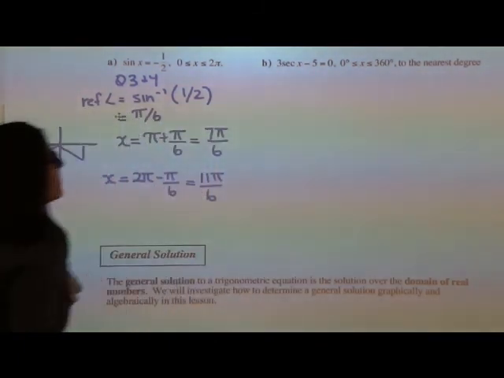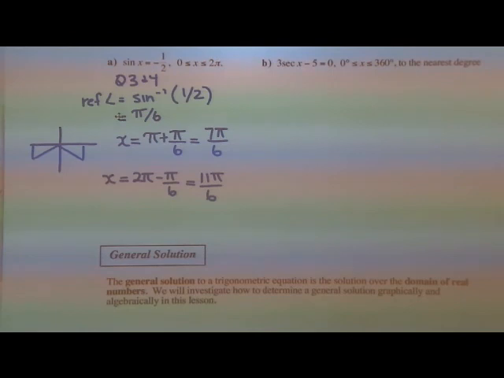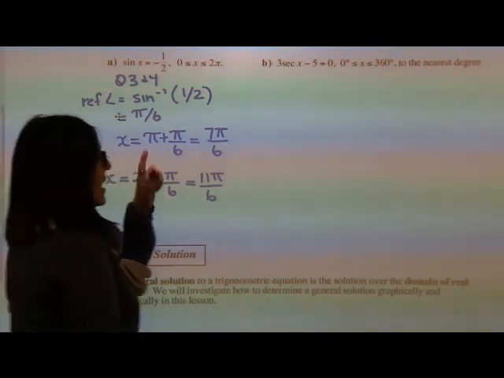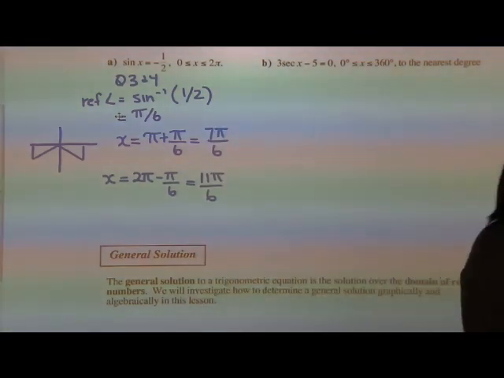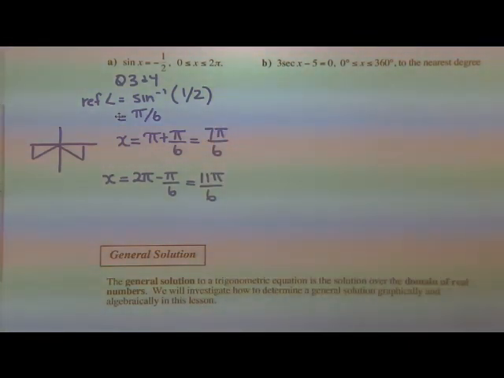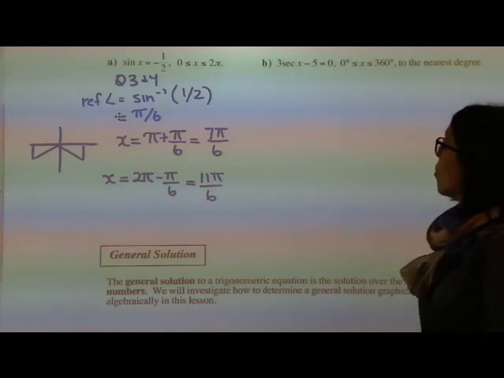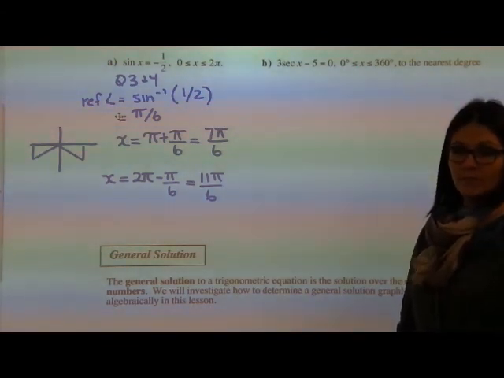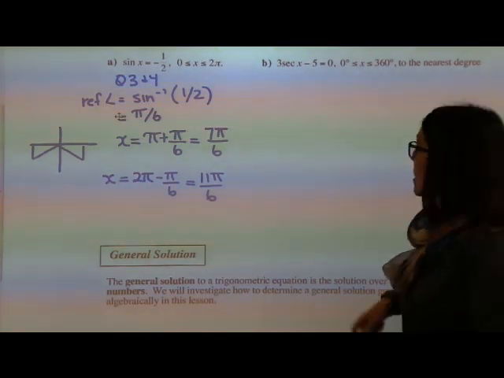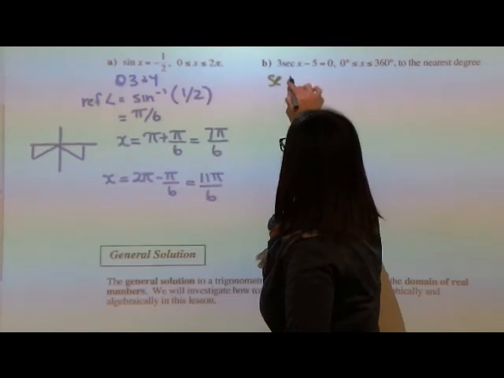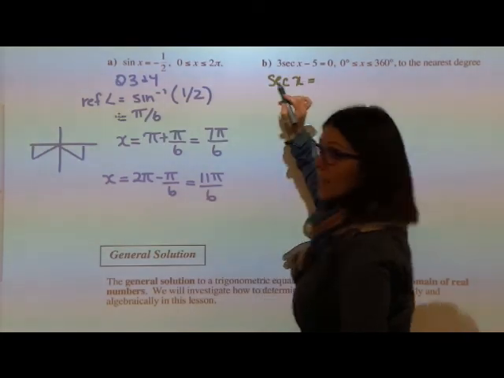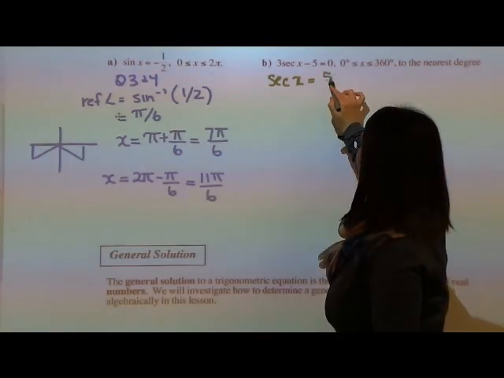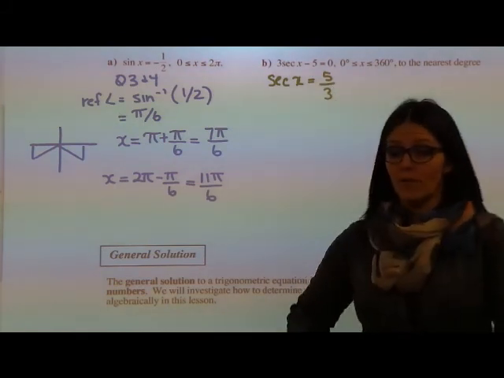Okay, so let's look at B. I have the equation 3 secant x minus 5 equals 0. X this time is in degrees, and I want to solve this to the nearest degree. So what do I have to do first? Get secant x by itself. How do I get secant x by itself? Add 5 to each side and then divide by 3.